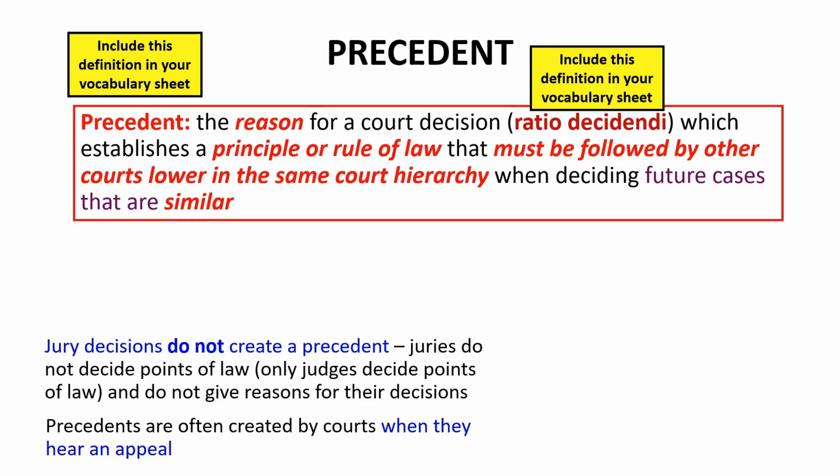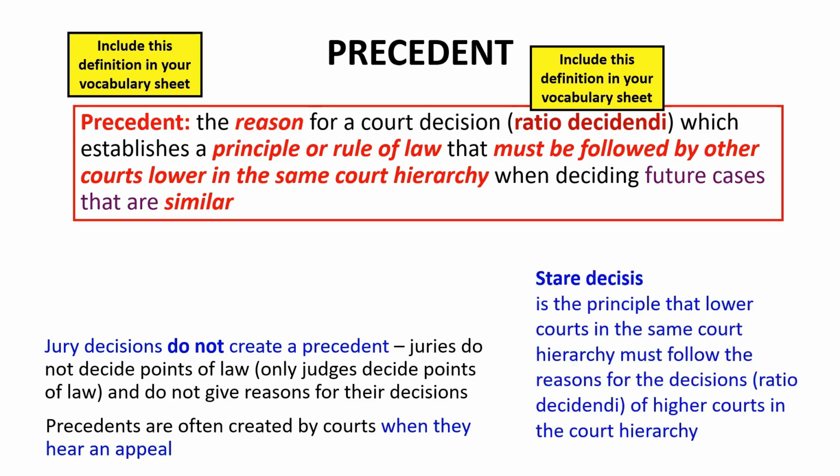Below the Victorian Supreme Court is the County Court, and at the bottom of the Victorian court hierarchy is the Magistrates Court. So, for example, a precedent made by the High Court is binding on each of the other courts in the Victorian court hierarchy because each of these other courts is lower than the High Court in that court hierarchy. The principle that lower courts in the same court hierarchy must follow the reasons for the decisions of higher courts in that court hierarchy is called stare decisis. Look down the left-hand side of your vocabulary sheets, find the term stare decisis and write this definition in there.